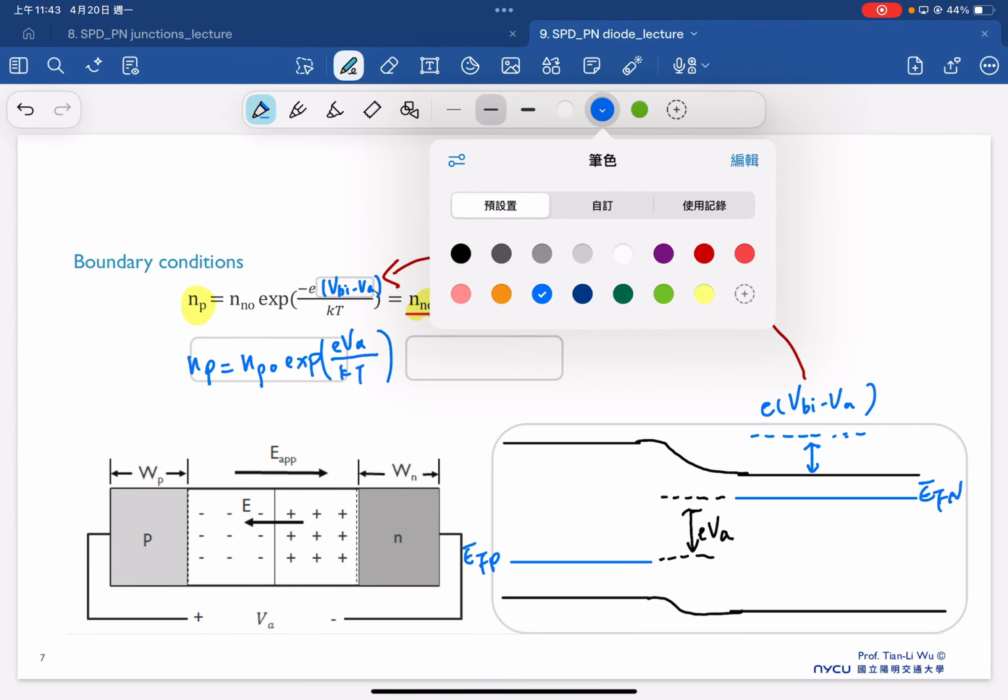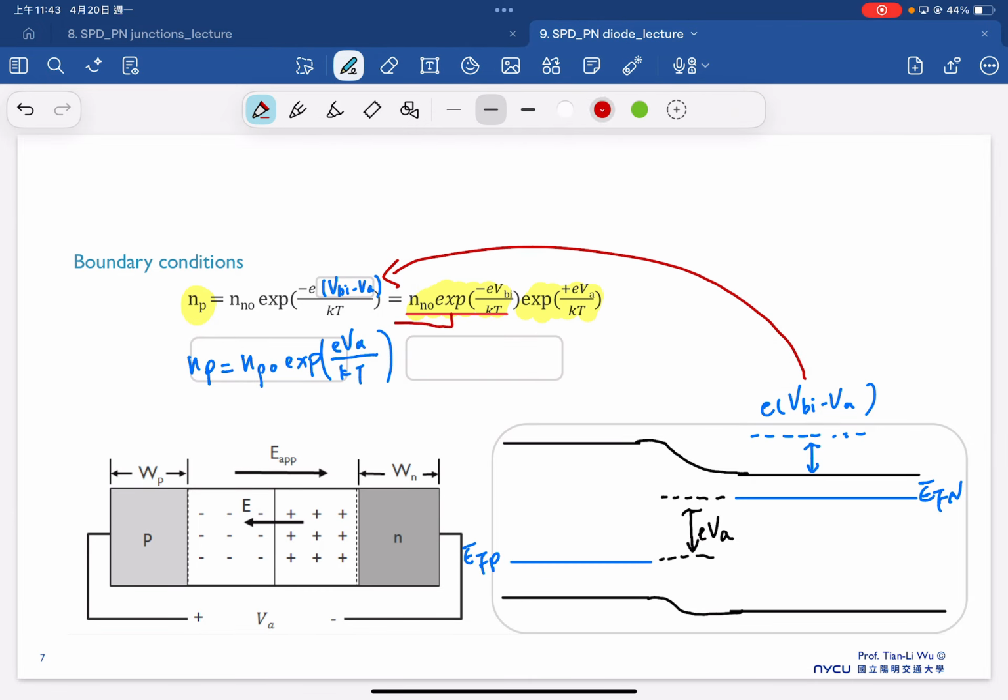Which is this one here. And similarly, finally, our NP is equal to NP0 times exponential EVA over KT. So the same, the PN is equal to PN0 exponential EVA over KT.